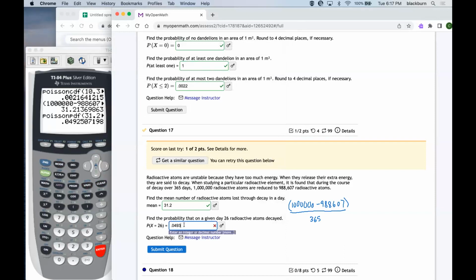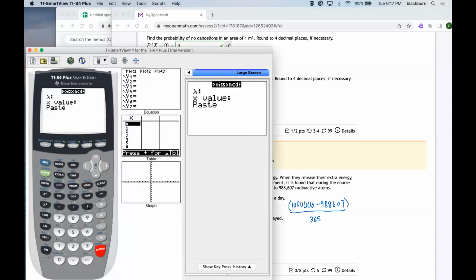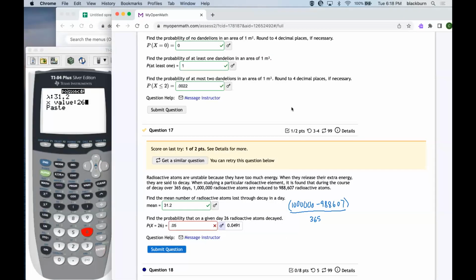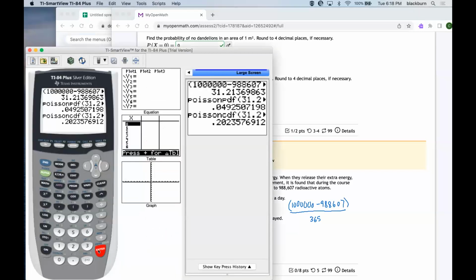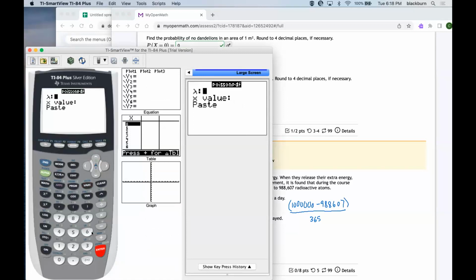Incorrect. What does it want? 0.0491, huh? Did I put something in incorrectly? All right, anyway, that could be one of those cases where, if you come across that on your homework, just let me know and we can go back and override it. Because isn't it 26, 31.2, x equals 26. Oh, I used CDF. Man, struggle's real.